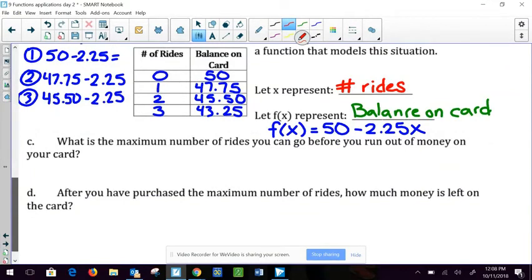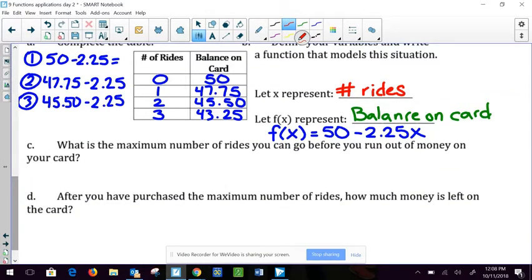Letter C is asking, what is the maximum number of rides you can go on before you run out of money on your card? If you notice with problem C, it's not telling us if we're putting x equal to 0 or f of x equal to 0. It's telling us that we run out of money on our card. So if we have no money left on our card, is that talking about the number of rides, the x, or is that talking about f of x, the balance on the card? You guessed it, it's the balance on the card.